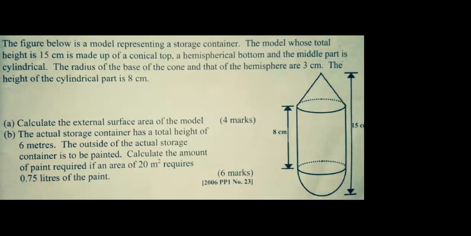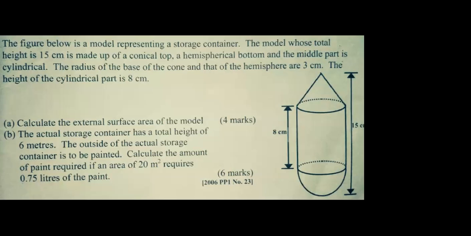Because we have been given the total height of this storage tank as 15 centimeters, and the cylinder itself has 8 centimeters, and the height of the hemisphere is 3 centimeters, you will take 8 plus 3, which is 11. Then 15 minus 11 will be 4. So 4 is the height of the cone.